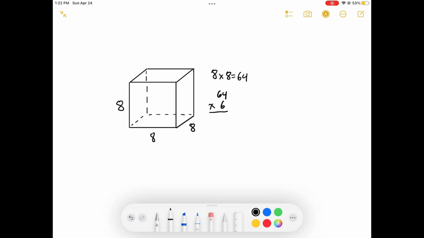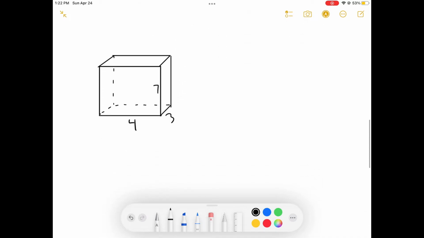Okay, so 4 times 6 is 24, and we're going to carry the 2. And 6 times 6 is 36, plus 2 equals 38. So the surface area of the cube, let's just write that down, equals 384 inches squared. We're putting the 2 there because whenever you're doing something that has anything to do with area, you always put a 2, inches just to make it squared.